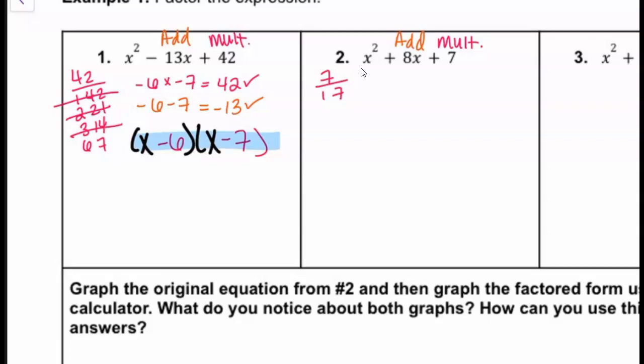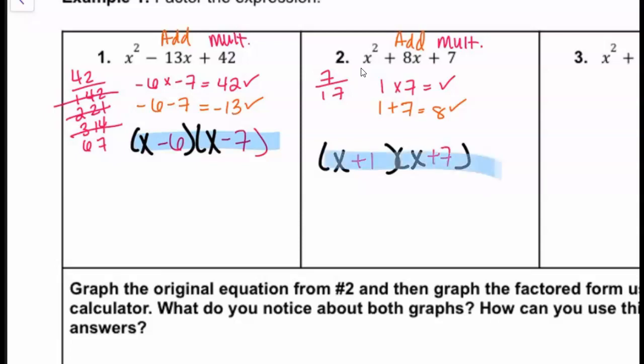So let's check it out. 1 times 7 is 7. 1 plus 7 is 8. Perfect. Works just like we wanted. I'm going to have x, x, and since it's a positive 1, we're going to write plus 1, and since it's a positive 7, we're going to write plus 7. That's it. Again, just my answer.